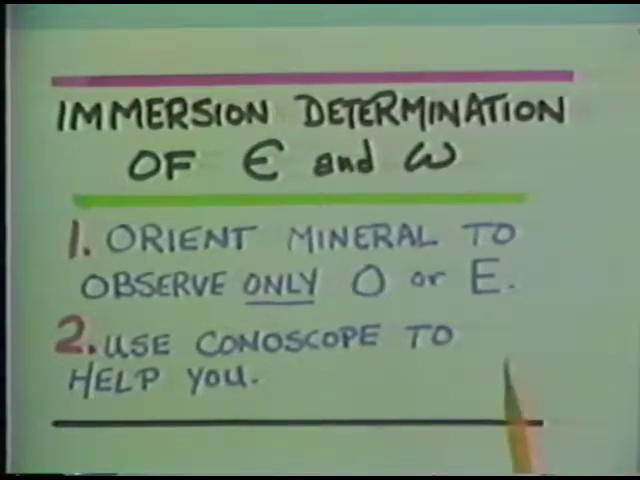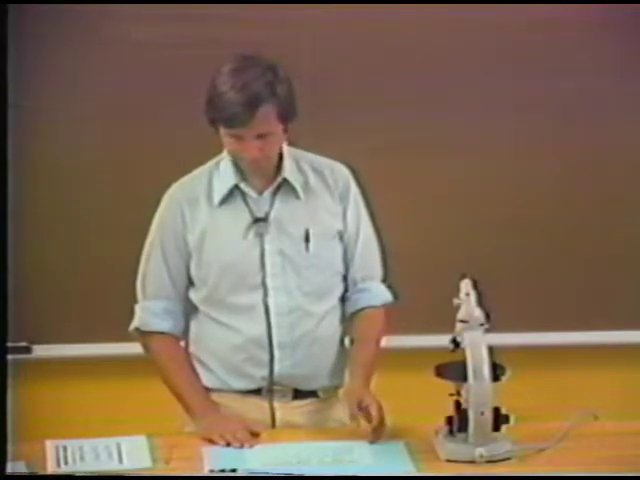And the way we do this is to use conoscopic view, or the interference figure, to help you with this orientation. So we make an immersion mount, we look at the interference figure, and then we decide where the O and E rays are, and use the petrographic microscope to look at only the O or the E ray, and then measure them in relief in the same way as we've done previously.